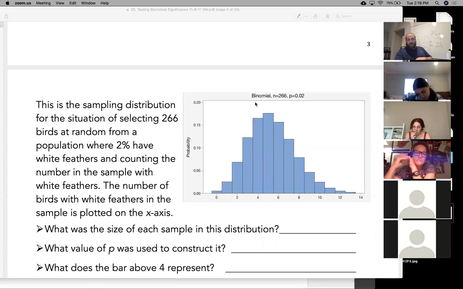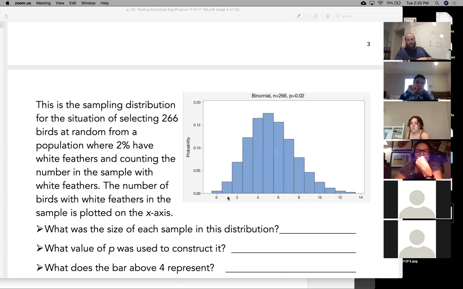Let's not worry about this binomial. I don't think we covered that, so we don't have to worry about that. But essentially what this is saying is as follows. What percent had the highest likelihood of occurring? 0%, 1%, 2%, 3%, 4%, 5, 6, 7. I assume these are the percents. No, these are the number. Hold on one second, I'm going to confirm this. The number of birds, right? Yeah, the number of birds. This is the number of birds that had white plumage in our sample.